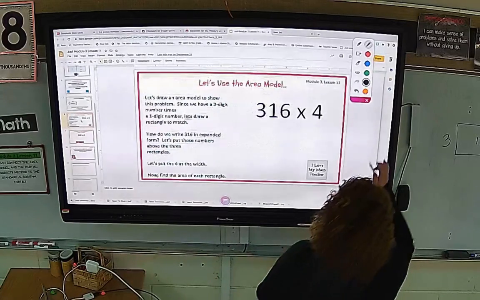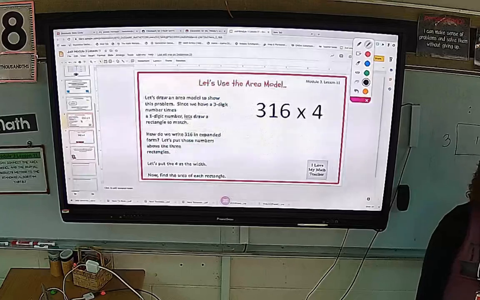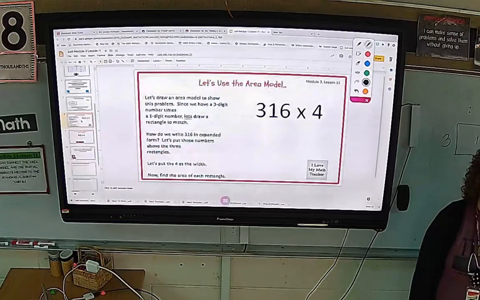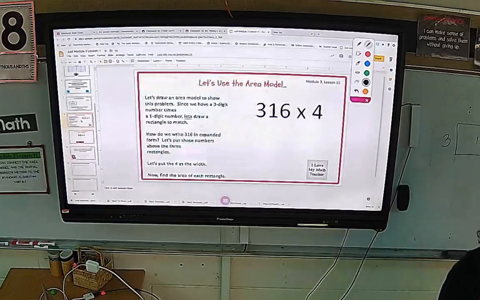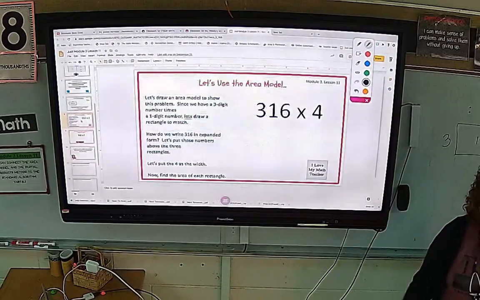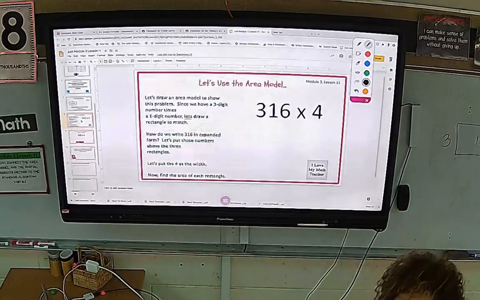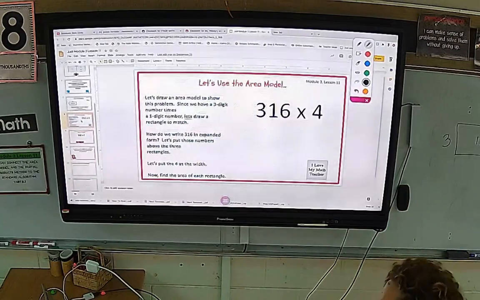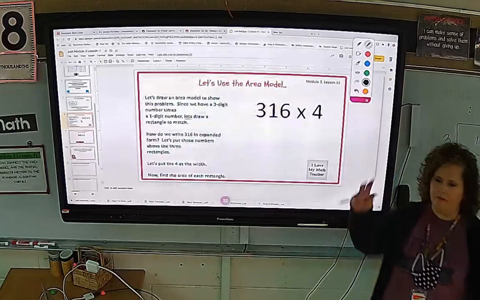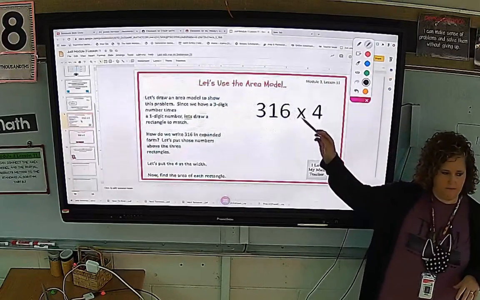All right. Now we have 316 times 4. Now what I want to show you, don't write anything yet, okay? What I want to show you is how you would set this up with the area model. If somebody gave you a problem like this and said you have to use the area model to figure it out, this is what we would do.